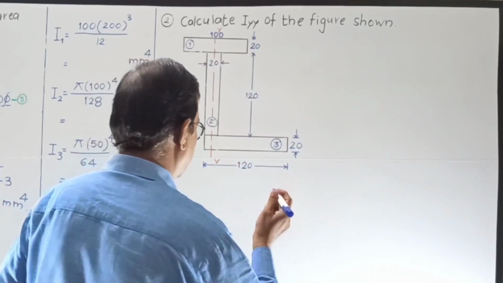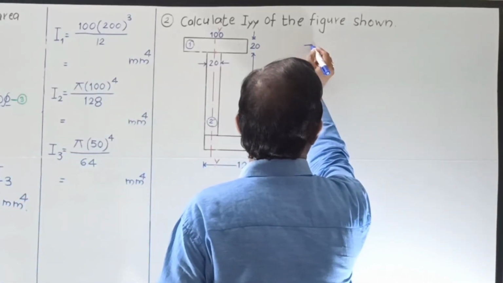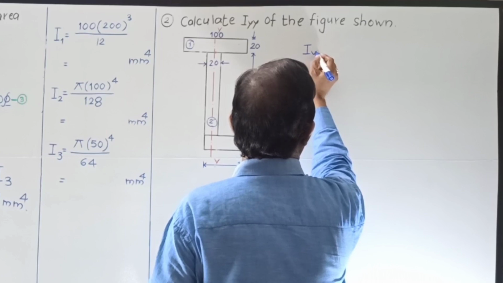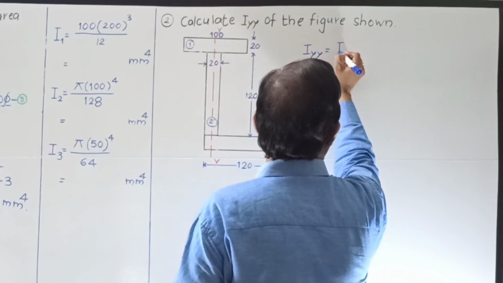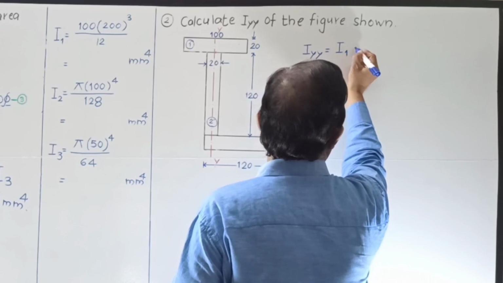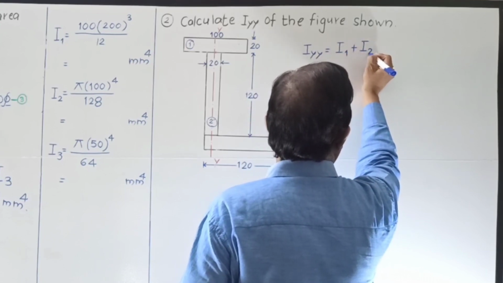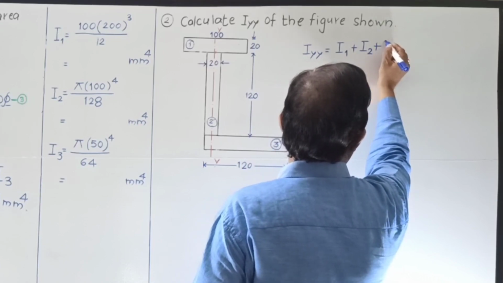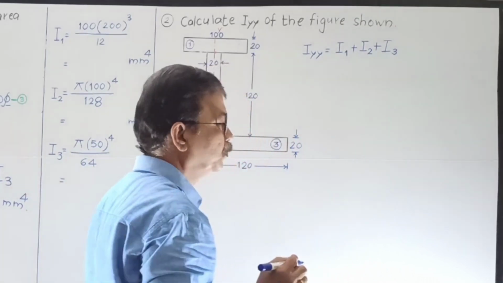So I will write I_YY is equal to, again I will write I1 plus I2 plus I3. Here all are added, so no minus.